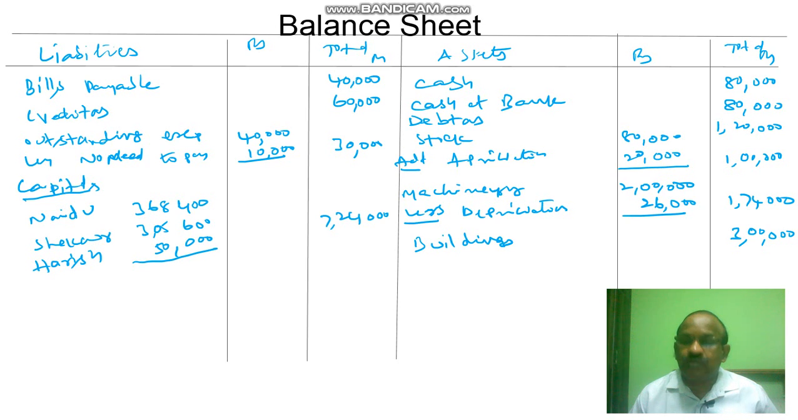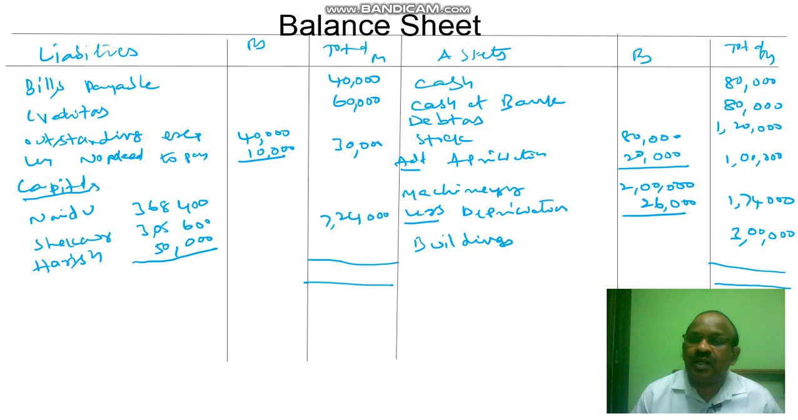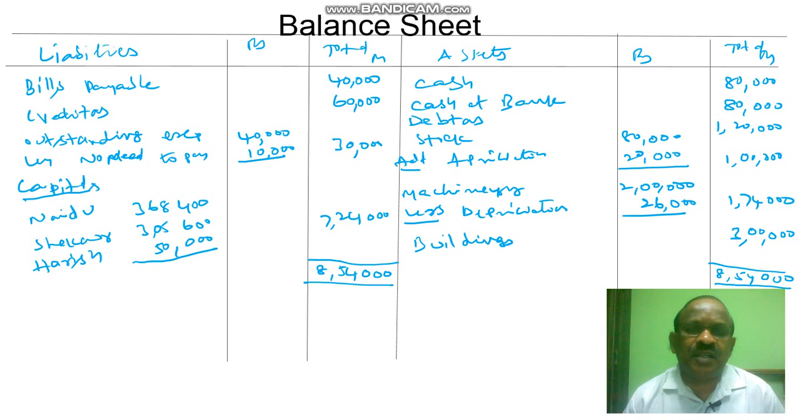So the total of the two sides, here the asset side is 8,54,000, and the liability side is 8,54,000. So this is the problem, friends. When the new partner does not bring the goodwill, creation of the goodwill by the old partners and written off by the old partners. So students, I will meet you in another video. Thank you.